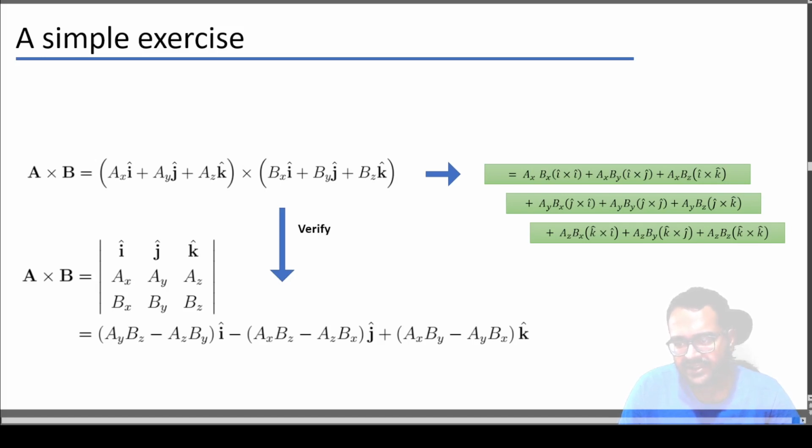You just need to verify this. If I write this in terms of matrices, this becomes the determinant of the matrix with rows i, j, k, AX, AY, AZ, BX, BY, BZ. Of course, you know the definition of determinant: i, AX BY, AY BX, and the rest of the two terms. You just verify this is the same as this. Verify it. Okay, we are almost at half.